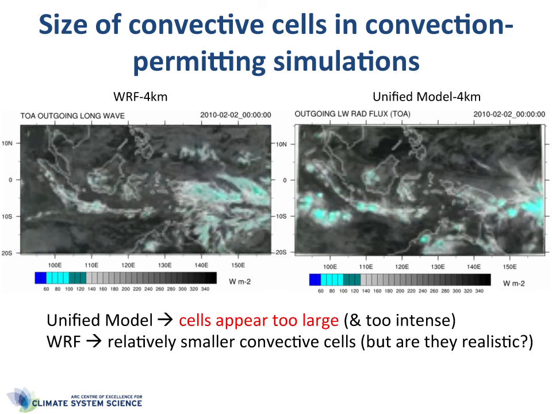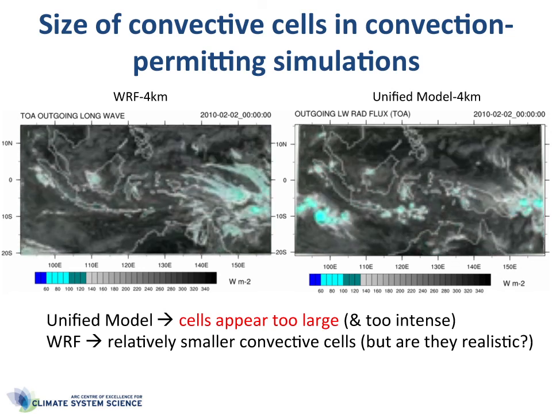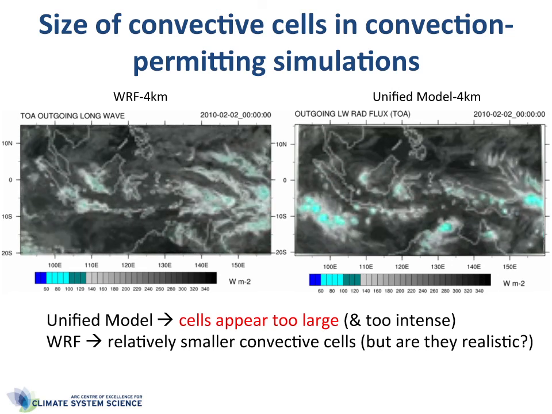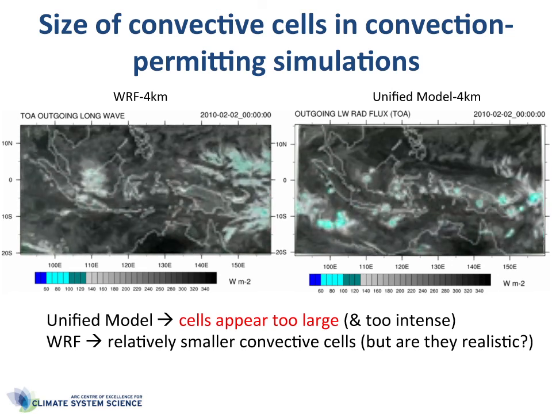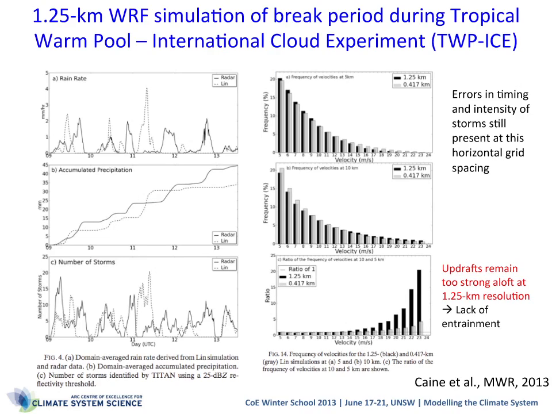But are they realistic? At 4 kilometers, these are just convection permitting. They're not actually resolving a lot of the convective elements. A recent paper by Kain and others, when they looked at a 1.25 kilometer WRF simulation during TWP-ICE, showed that they don't model the timing, location, and intensity of the convective systems, even at 1.25 kilometers. And you have errors in the accumulated precipitation and rain rate.